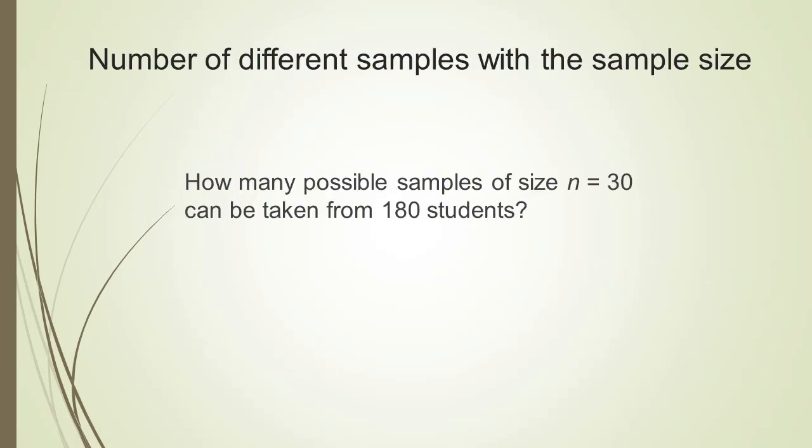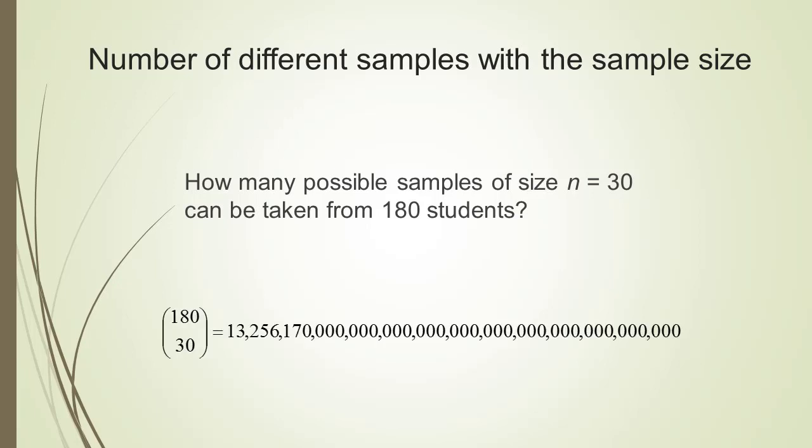Let's first think about the number of different samples of a fixed sample size that can be taken from a population. Say the student population is a total of 180 students, and we want to draw samples of size 30 from these 180 students. The total number of different ways of drawing 30 from 180 can be calculated using this combination notation. There are so many different ways of drawing 30 from 180. This shows that there are almost uncountable number of different samples of size 30 from a population of size 180.